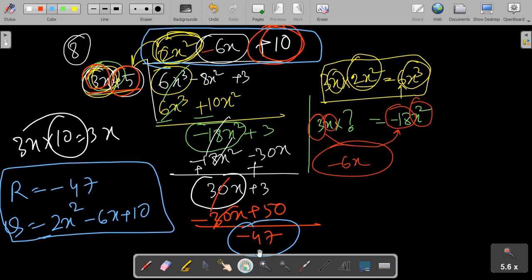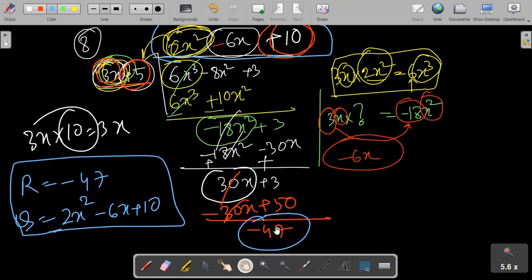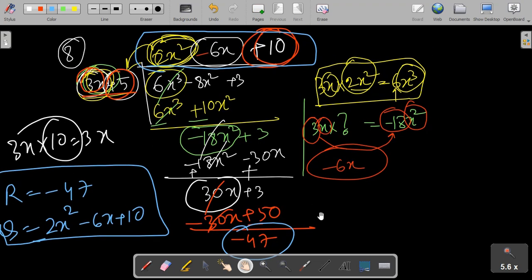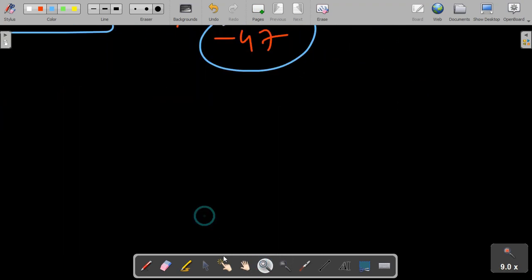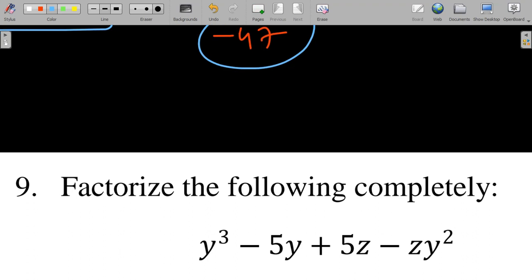If still there are any kinds of query, please let me know. Okay, moving towards the next sum. I hope all of you have understood, but still if there are any kinds of query, please let me know. Moving towards the next sum. In the next sum, it's been told that we have to factorize an expression completely. So see, this is question number 9.